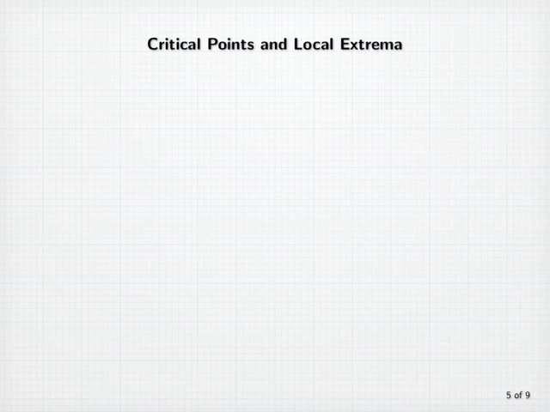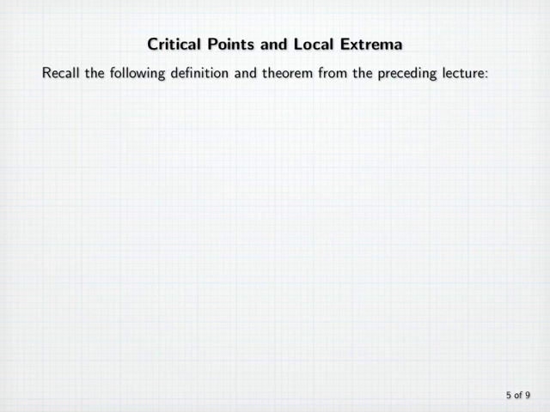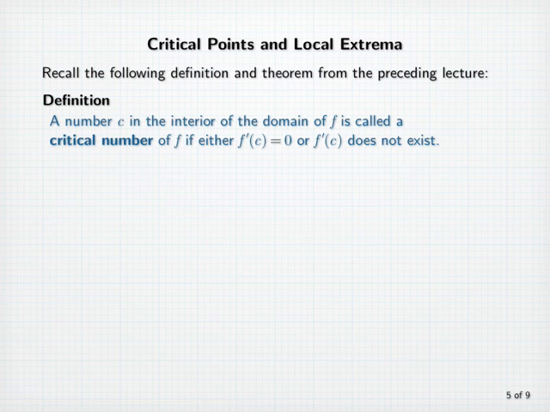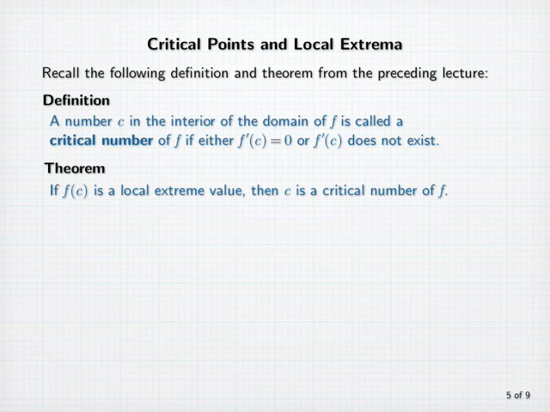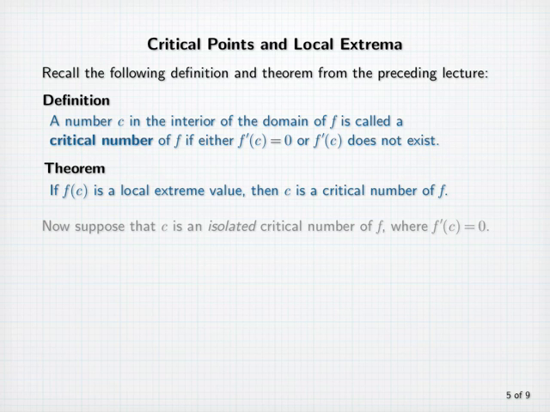Critical points and local extrema. Recall the following definition and theorem from a preceding lecture. A number C in the interior of the domain of f is called a critical number of f if either f' of C equals 0 or f' of C does not exist. If f of C is a local extreme value, then C is a critical number of f. Now suppose that C is an isolated critical number of f where f' of C equals 0. That is, there's an interval surrounding C that contains no other critical numbers of f.